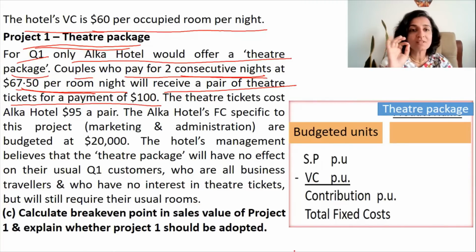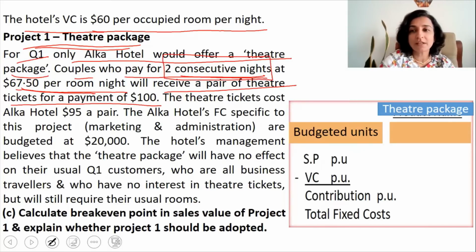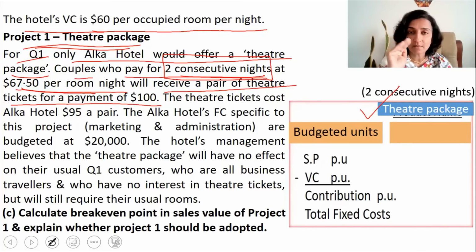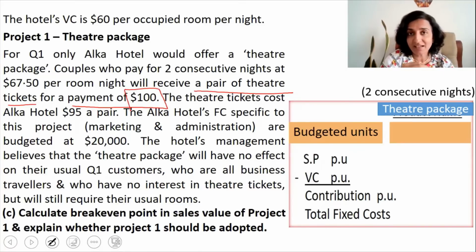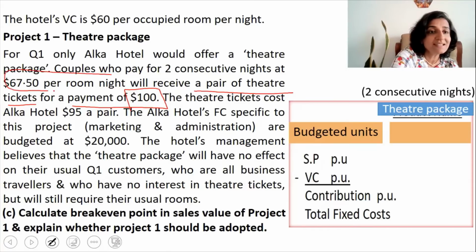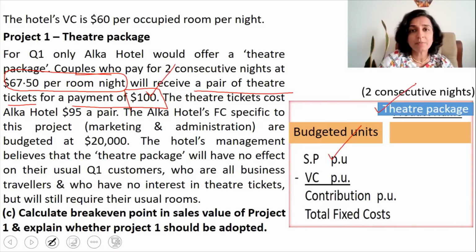So the theater package is nothing but a stay for couples for 2 consecutive nights. So against the theater package, I am going to write 2 consecutive nights. The couples will get a pair of theater tickets for a payment of $100, which means that they will have to pay the room rent. What is the room rent? It is at $67.5 per room night. And they will also have to make an additional payment for the theater ticket. And what is the price for that? It is $100.